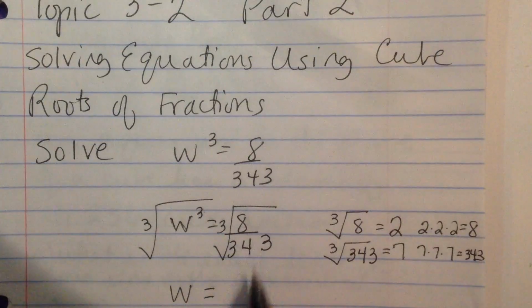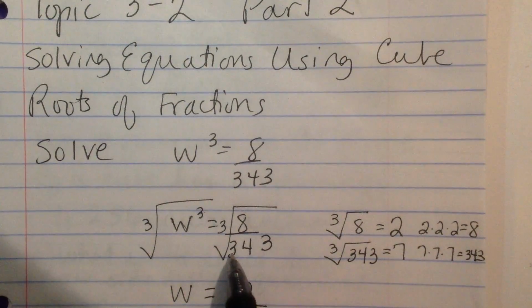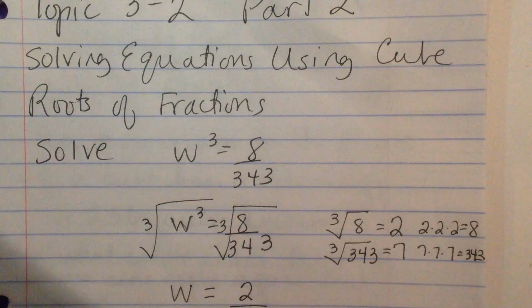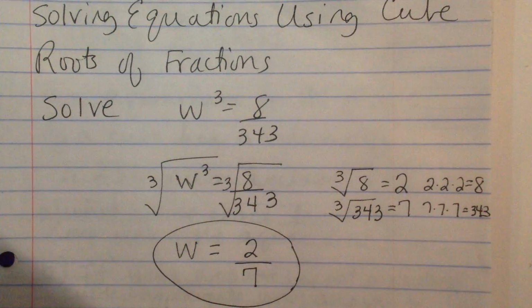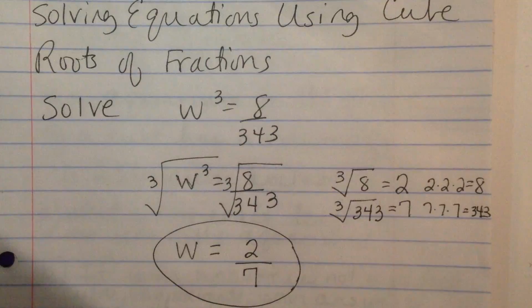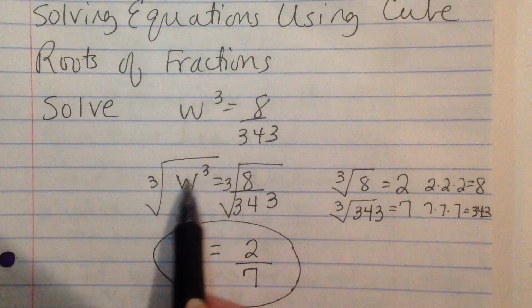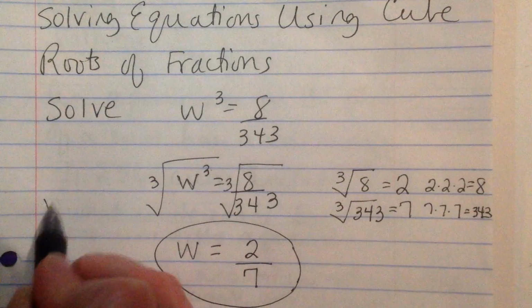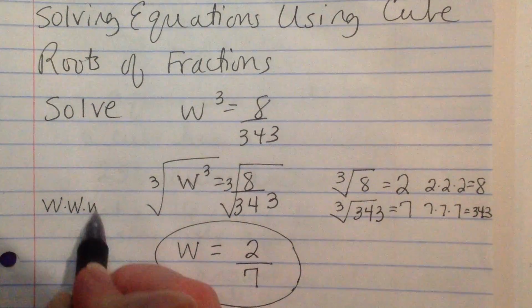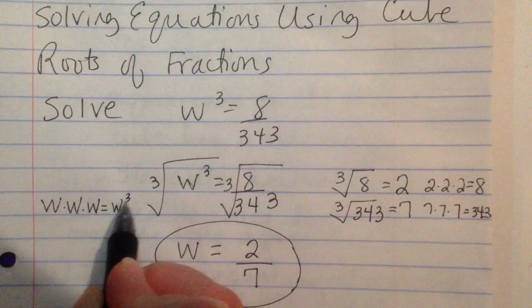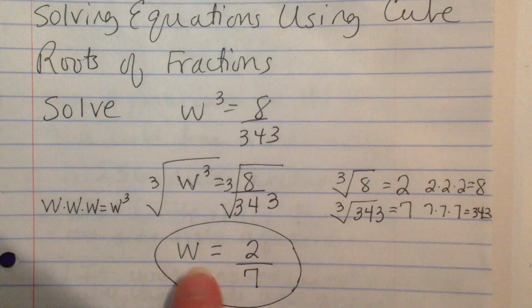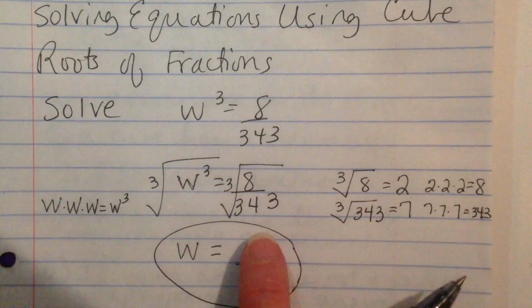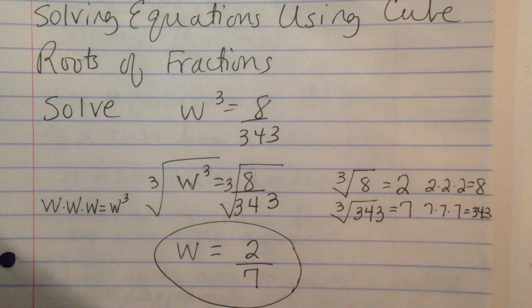Therefore, when I take the cube root of 8, I get 2, divided by the cube root of 343, which gives me 7. So w equals 2/7. You must take the cube root of each side. And the cube root of w cubed is, think about it, what times itself 3 times gives you w cubed, and it would be w. So the cube root of w cubed is w. And then the cube root of 8 divided by 343 is 2/7.